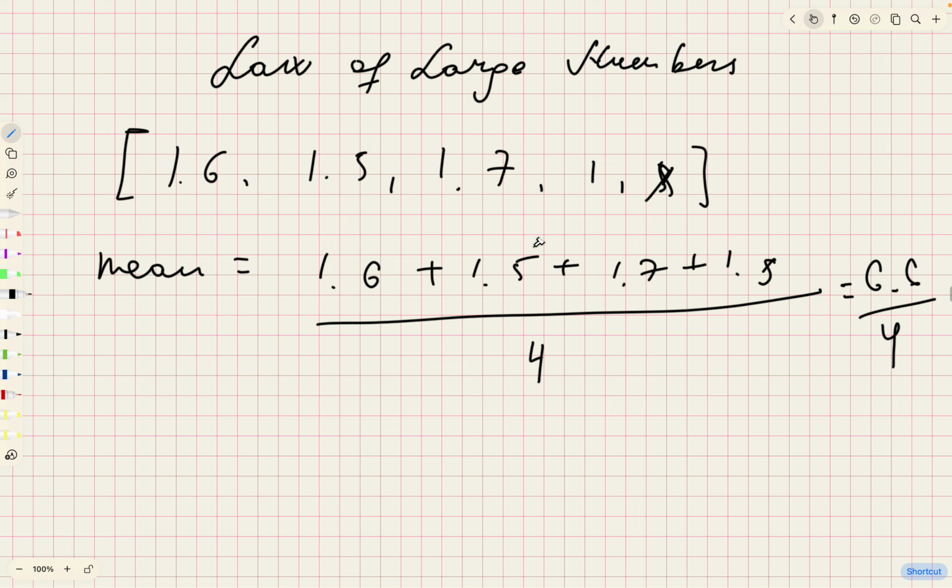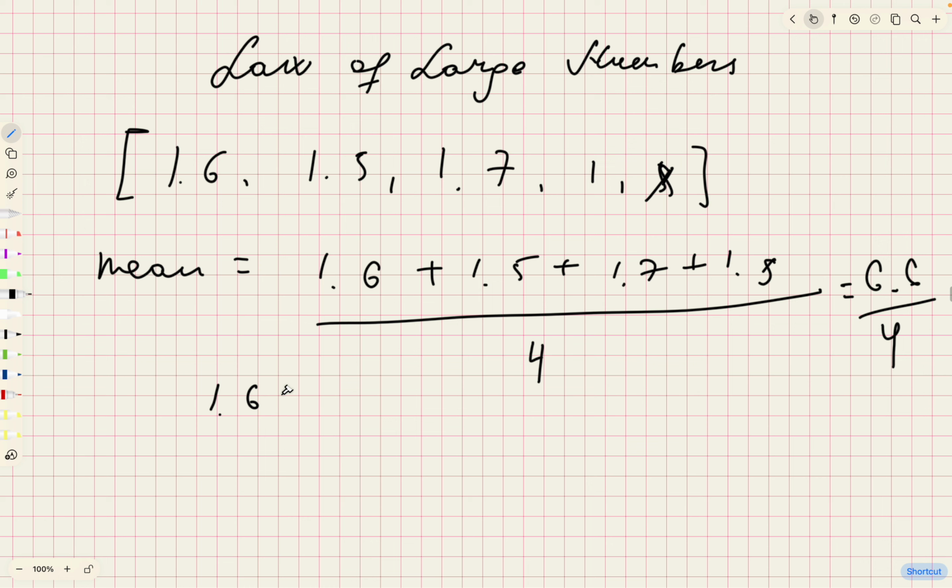But in our example, our data set is very small, so we can actually measure every individual in the population. But in real life, that's not the case. In real life, there are millions or billions of people in the population, and it's not possible to measure the height of all of them. So what we do is take a sample out of this data set.